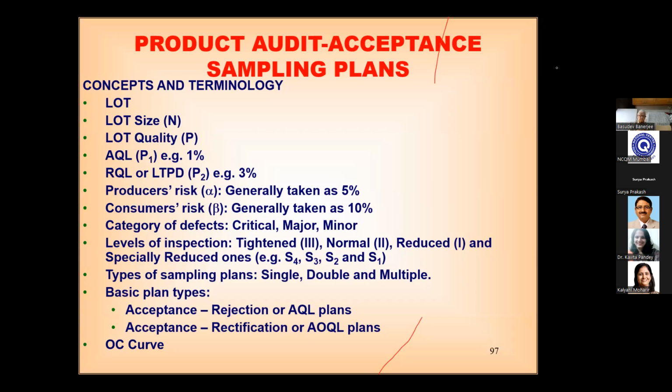RQL stands for rejection quality limit. Rejectable quality. Okay. Acceptable quality limit, rejectable quality. And rejectable, okay. LTPD, lot tolerance percent defective. Sir, this was earlier, 3% थोड़ा ज्यादा हो गया ना सर? नहीं. This is just an example. This is an example we have given. It can be less. This is why, for minor defect to start with, which will tighten slowly year after year.